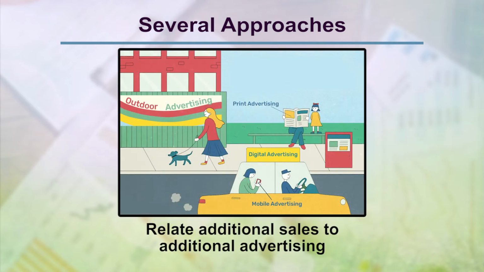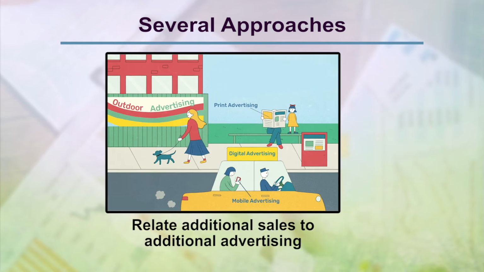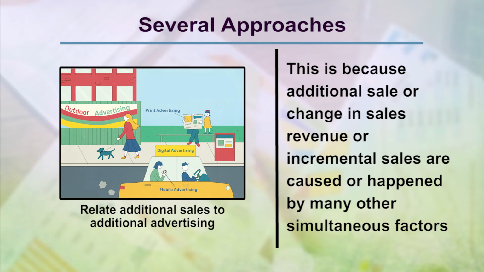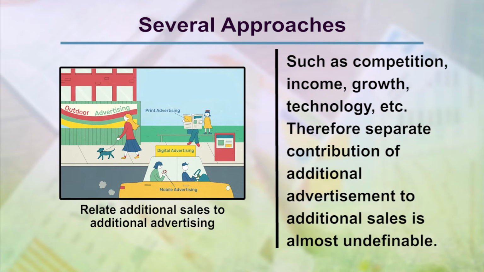So that means here the company wants to relate additional sales to additional advertising basically. But the problem is, it is almost impossible for a marketer to relate additional sales to an additional dose of advertisement. Why? This is because additional sale or a change in sales revenue or incremental sales are caused by many other simultaneous factors such as competition, income, growth, technology, etc. Therefore, the separate contribution of additional advertisement to additional sales is almost undefinable.